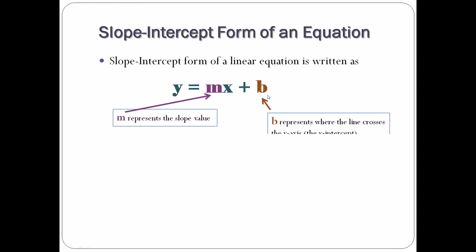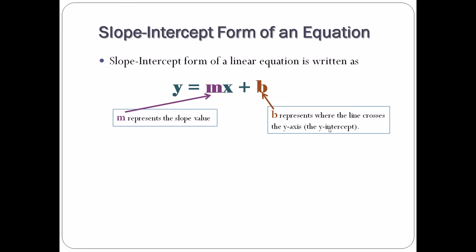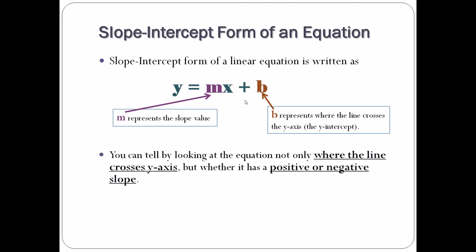The b is where we put the y-intercept. It's where the line crosses the y-axis. Interception! That's right. So anytime the line crosses the y-axis, it's an interception. And it always happens. So you can always tell by reading this equation where the line crosses the y-axis by this number here, and if it's a positive or negative slope, because if the m is positive, we know the line goes up. If it's negative, we know the line goes down.